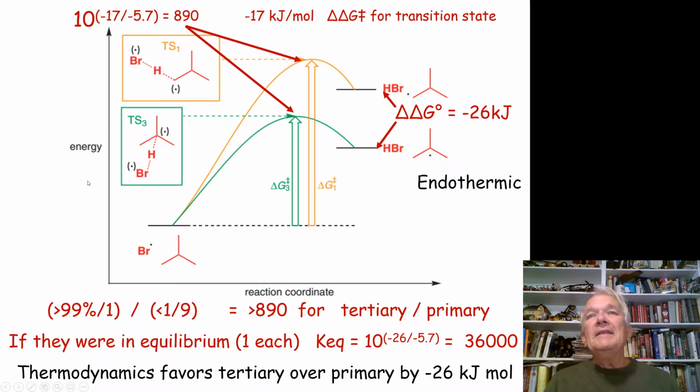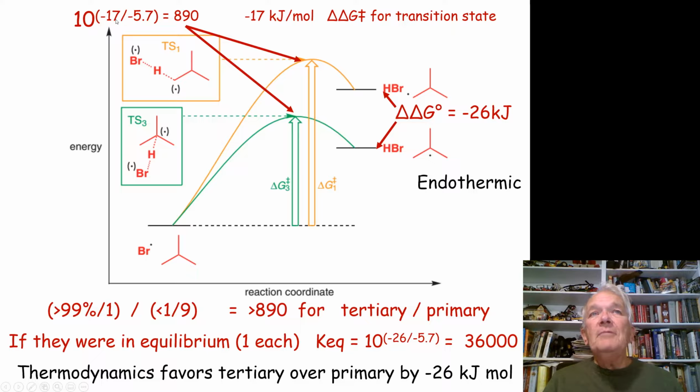Well, in the case of bromine, HBr is not nearly as stable a molecule as HCl. So this is actually an endothermic reaction. It's uphill to form this radical. And being uphill changes everything, because now the transition state is closer to the product than it was to the reactant. In the case of chlorine, it was an exothermic reaction, so these are down here, and the transition state looked more like the reactant.